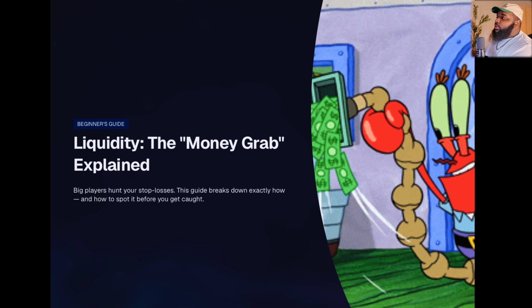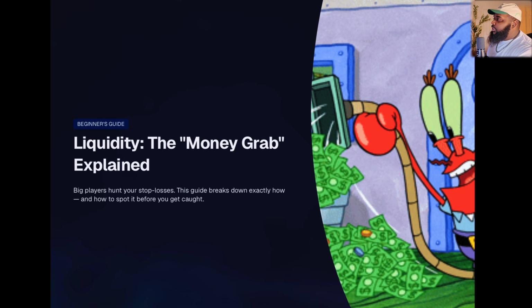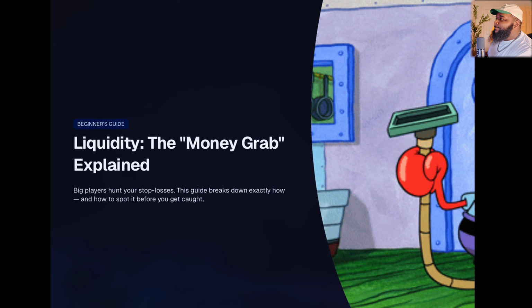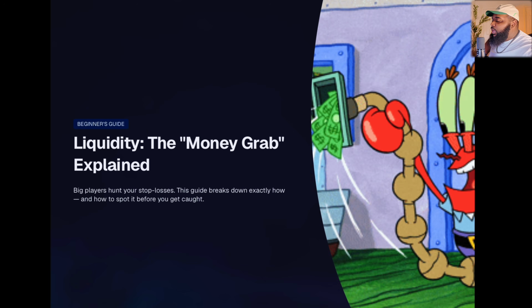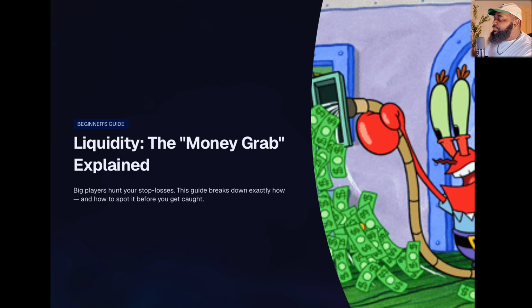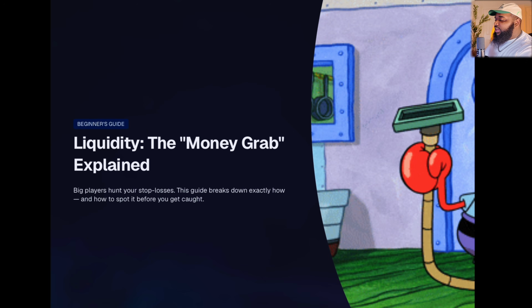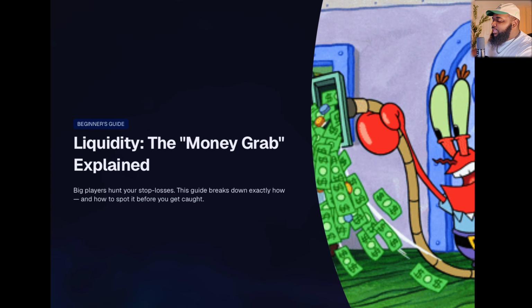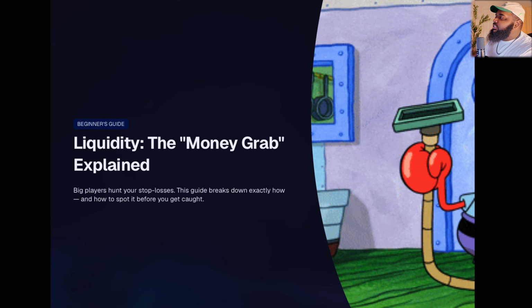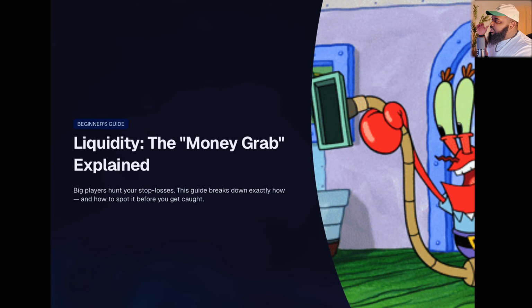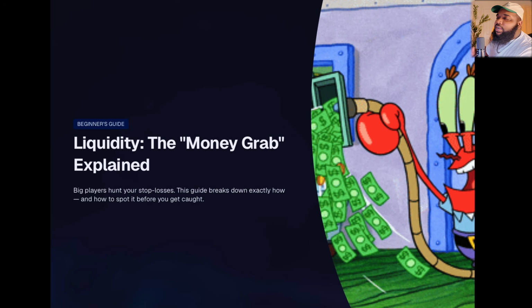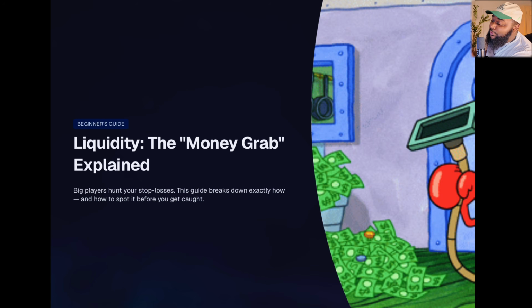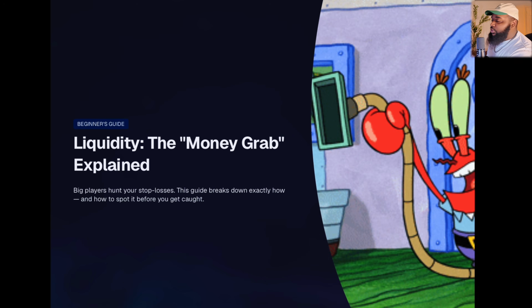Without further ado, let's get into it. So today we're gonna call liquidity the money grab. That's what we're gonna call it today. So this is gonna be the money grab explained. And so the big players, they typically will hunt stop losses of basic strategies. It's really the retail strategies, but it's gonna be from the basic strategies. And this guide is gonna break down exactly how you spot it and how you can utilize it to your advantage so you don't get caught up.